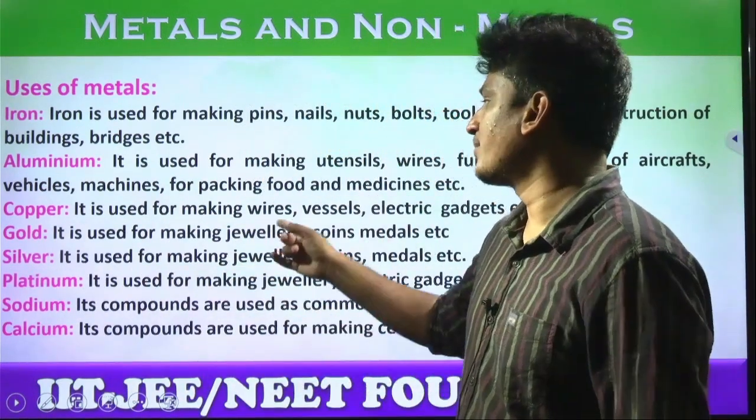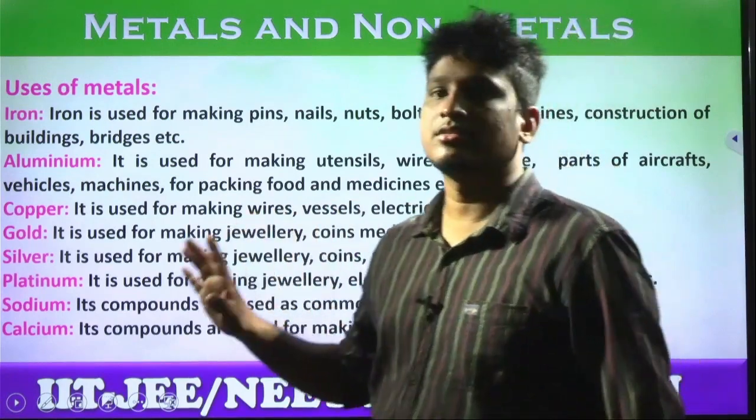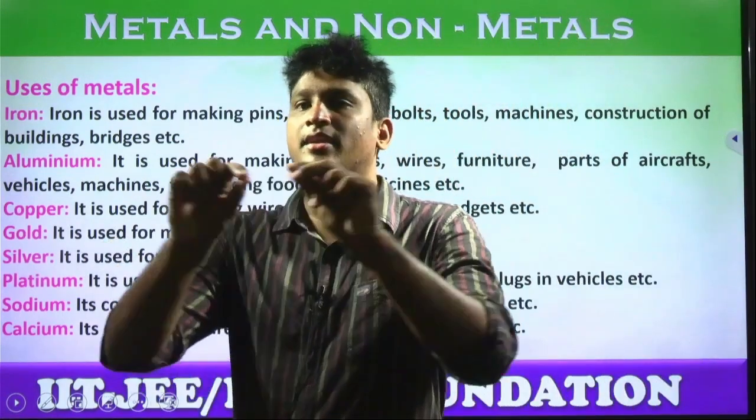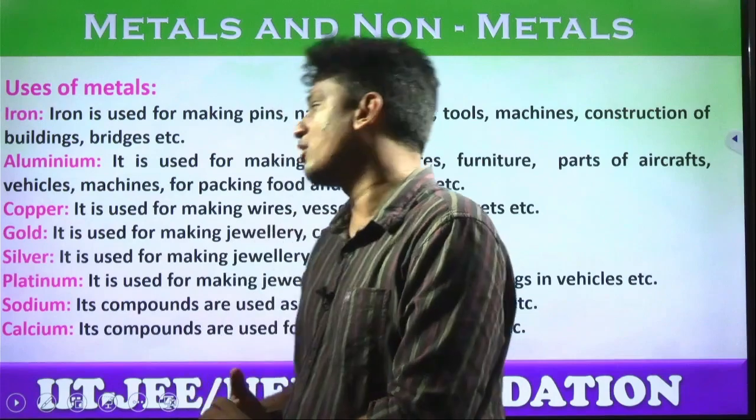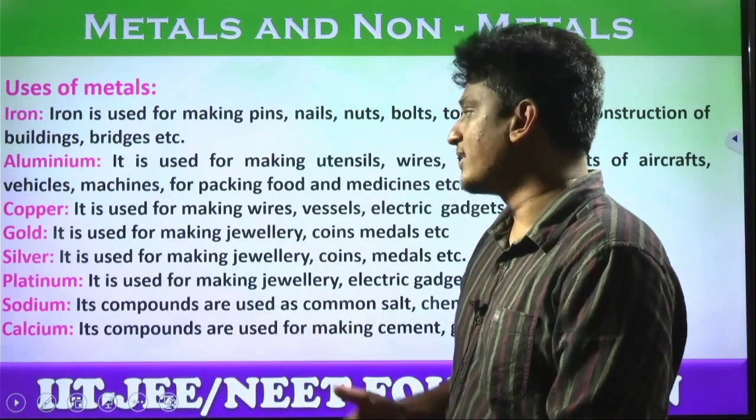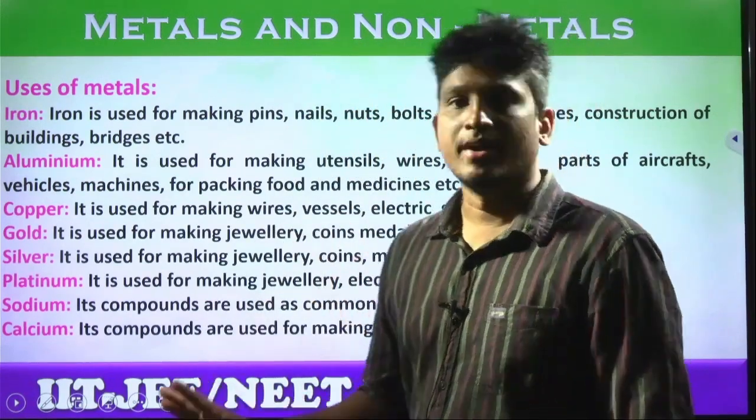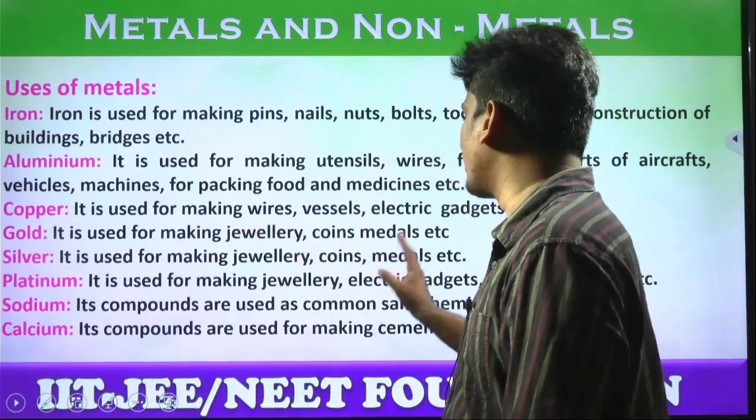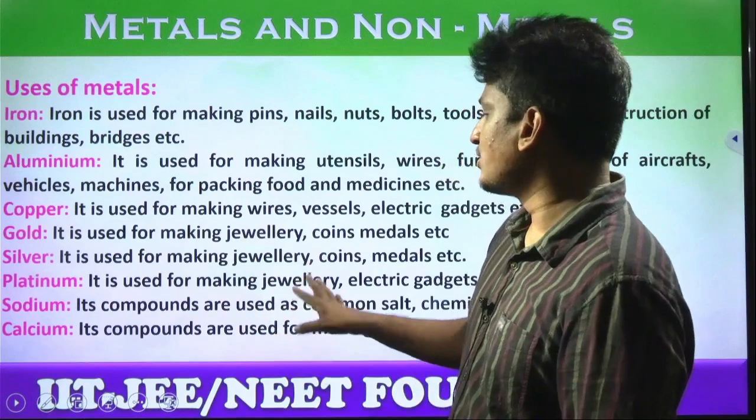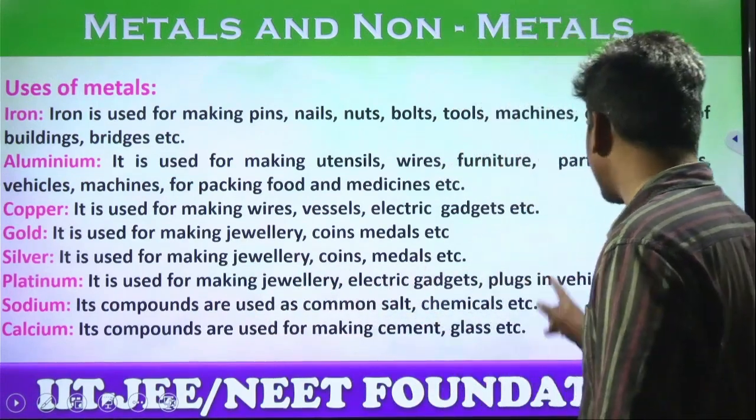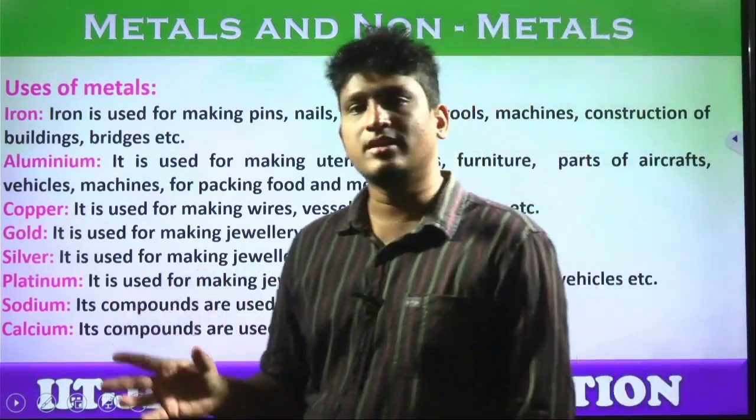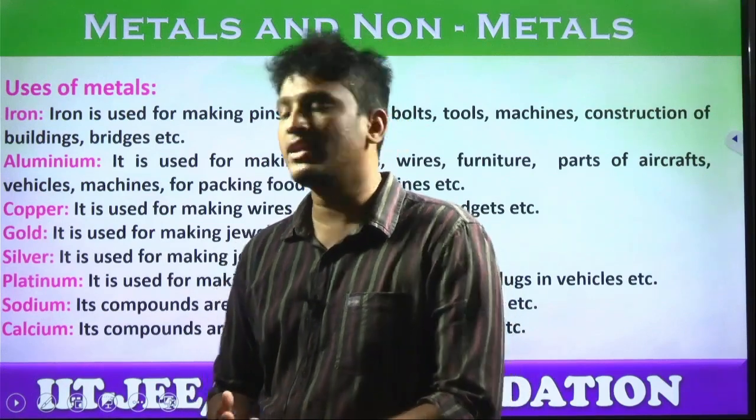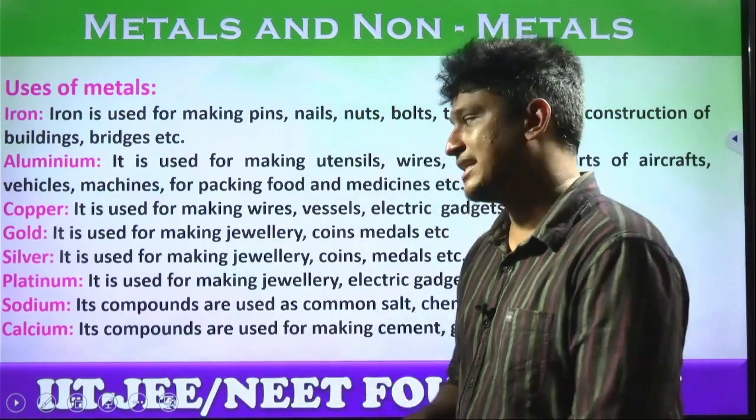Next, copper, used for making wires, vessels, electric gadgets also. Good conductor of electricity. Electric transmission wires are mostly made of copper. Next, gold is used for making jewelry, coins and medals. This is common, we already know. Silver also has the same use, making jewelry, coins, medals, etc. Platinum is used for making jewelry, electric gadgets and plugs in vehicles, etc. It is also one of the good conductors of electricity. In electric transmission also platinum is used.